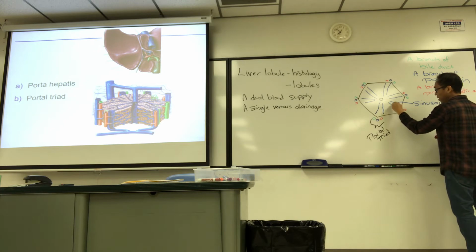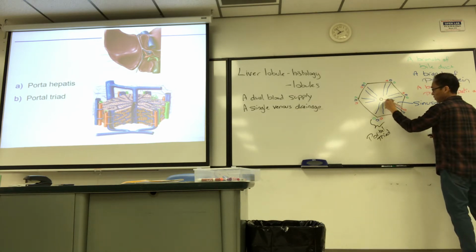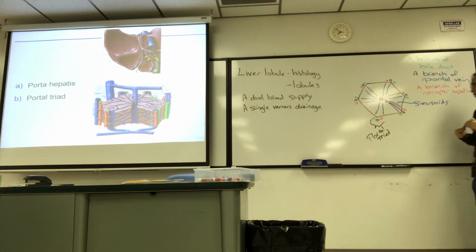So the oxygen-rich blood flows down toward the central vein, and so does the portal vein blood. So sinusoidal blood is a mix of blood from portal vein and proper hepatic artery. It's about 75-25. About 75% is portal blood, and 25% is blood from the proper hepatic artery.